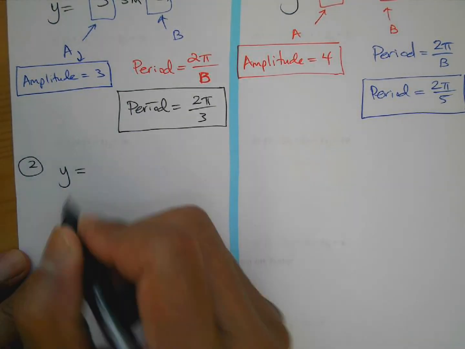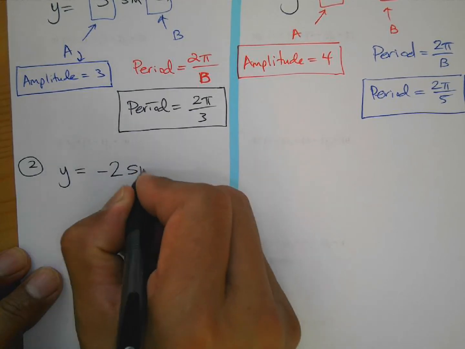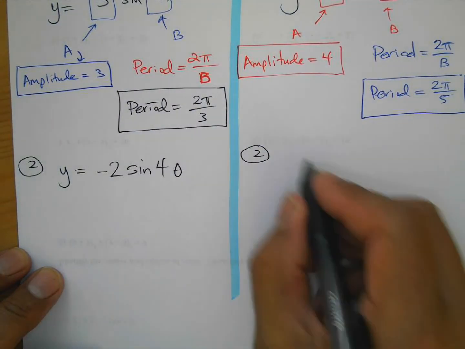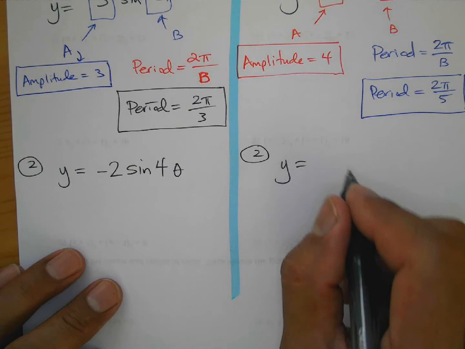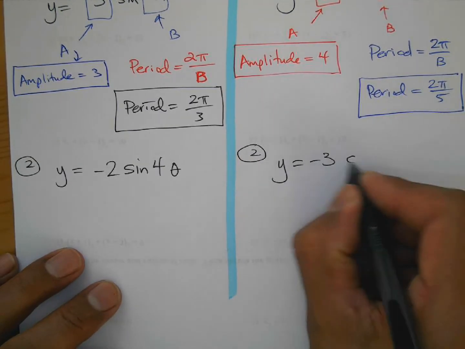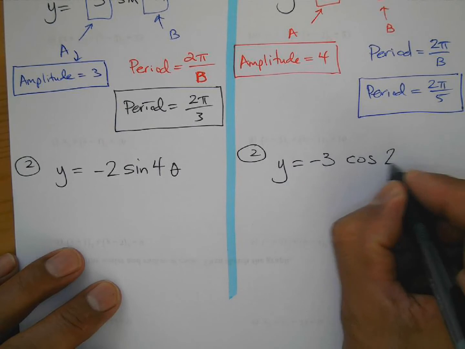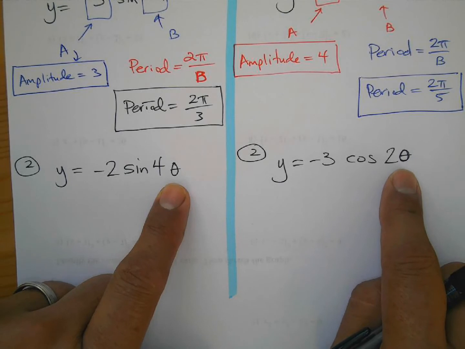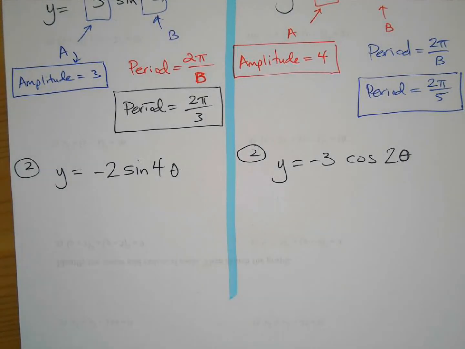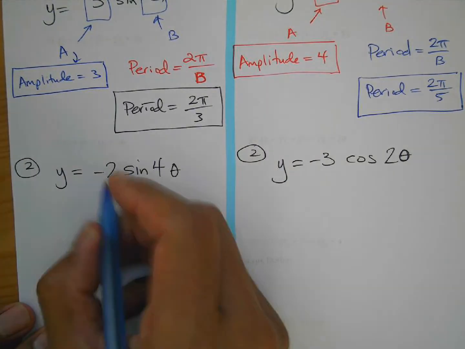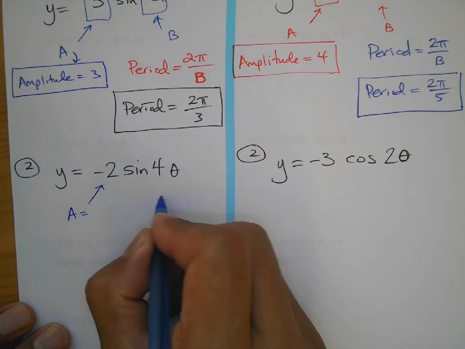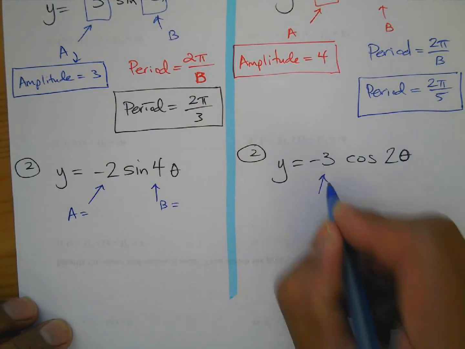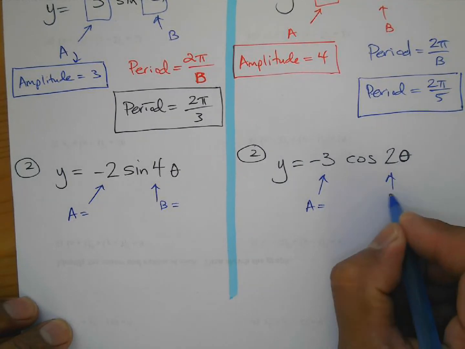I'll go quicker now. So y is equal to negative 2 sine of 4 theta. Number 2 over here for cosine, y is equal to negative 3 cosine 2 theta. Okay, again, don't let this throw you off. Just pretend it's an x. Just leave it alone. You're not worried about all that anyways. You're just going to look at A and you're going to look at B. Same thing here, A, B.